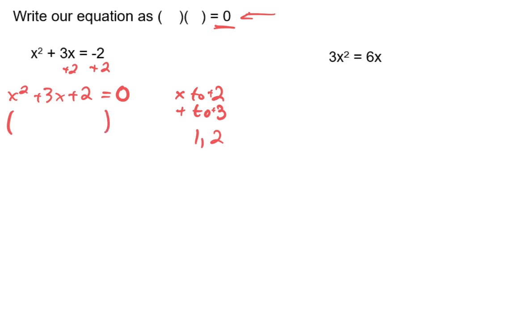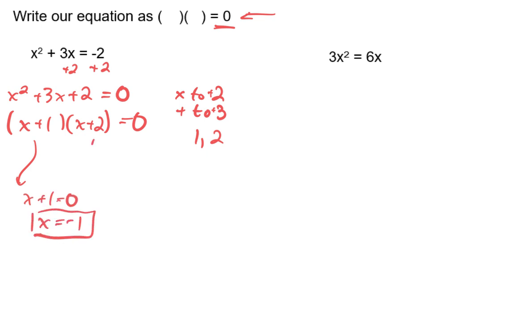So I know I'm going to have my two factors. I'm going to have an x, and I'm going to put in that plus 1 and that plus 2. And then for my solutions, again, I'm going to set each factor equal to 0. I'm going to have x equals -1 and I'm going to have x equals -2.